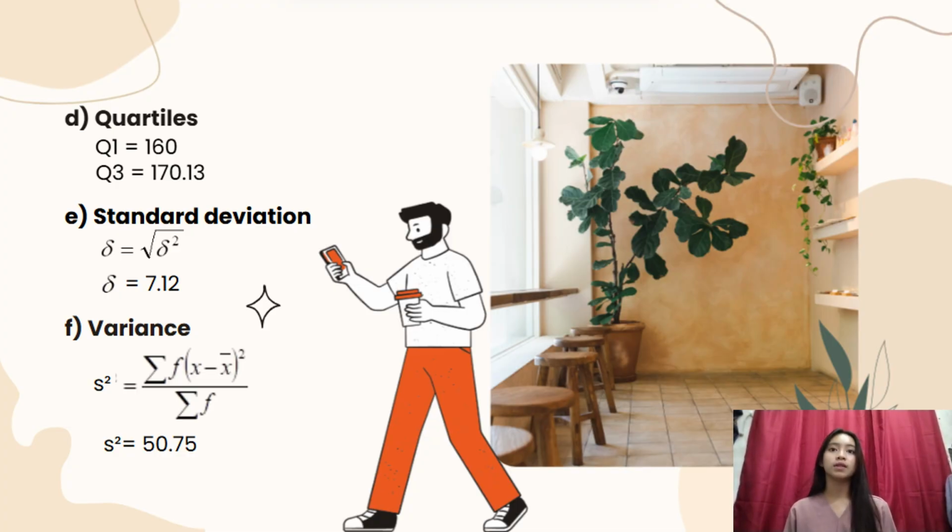Okay, second is variance. Variance was calculated by dividing the total of squared frequency, which is 5075, by the total frequency of 100, resulting in a variance of 50.75. And the last one is standard deviation. The standard deviation is the square root of the variance, which is 7.12.